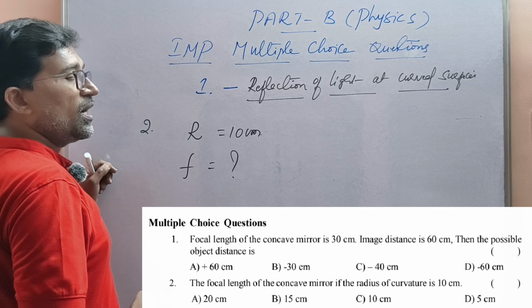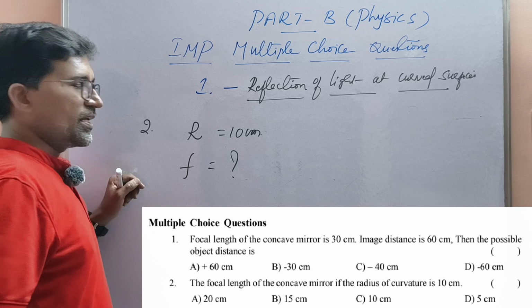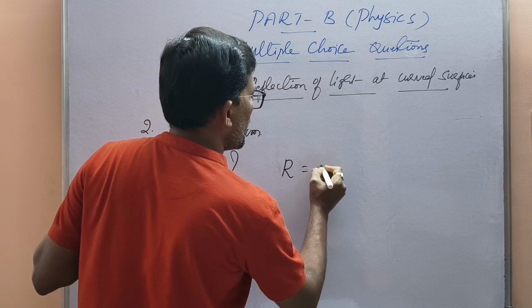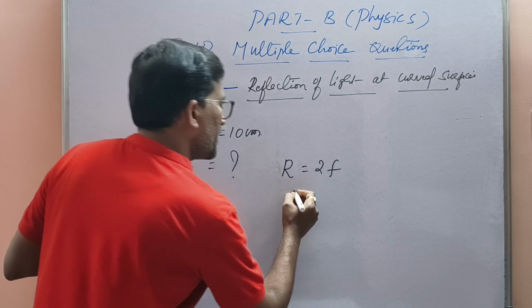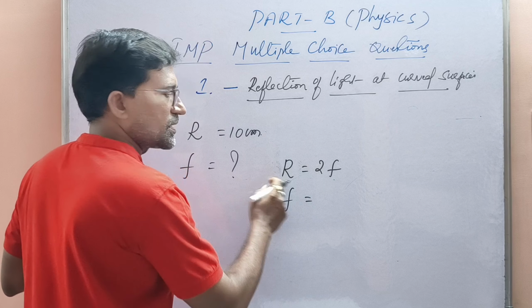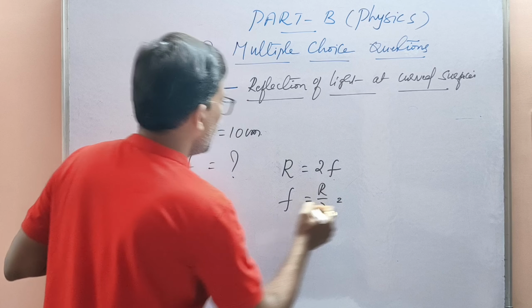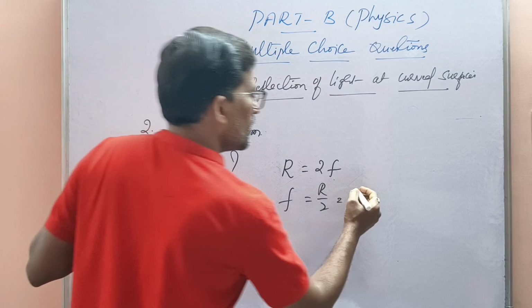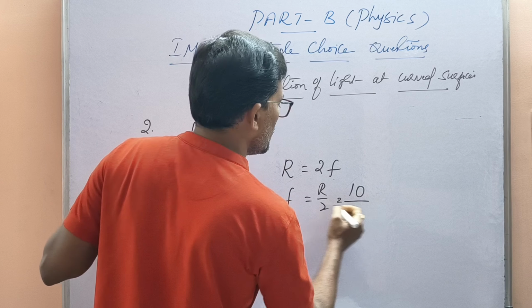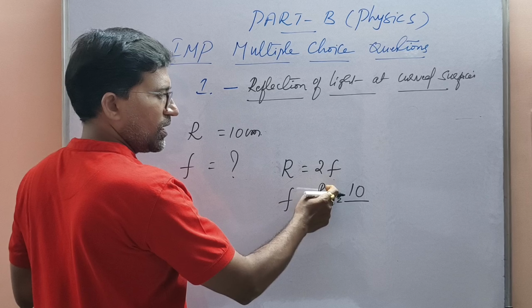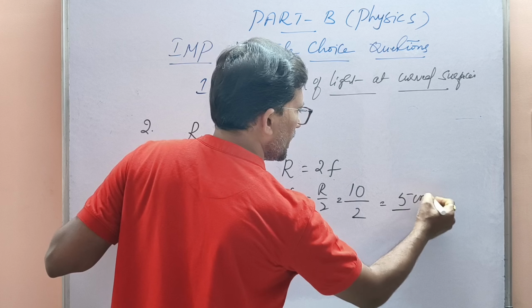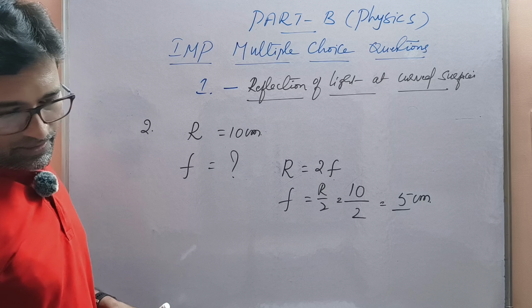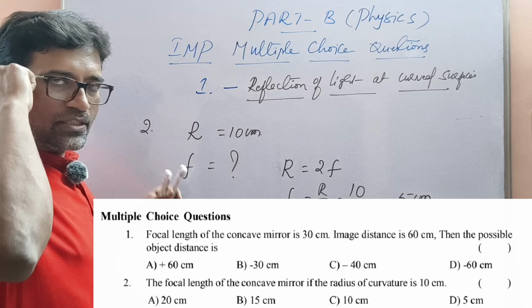And he asked to find out the focal length of what mirror? Concave mirror. We have the relation between R and F. Radius of curvature R is equal to 2F is the formula. He asked to find out F. F is equal to, you bring this to this side, R by 2. What is the radius of curvature given? That is 10. F is equal to R by 2, nothing but 10 by 2, nothing but how much? 5 centimeter. Is it clear? 5 centimeter is the right answer.